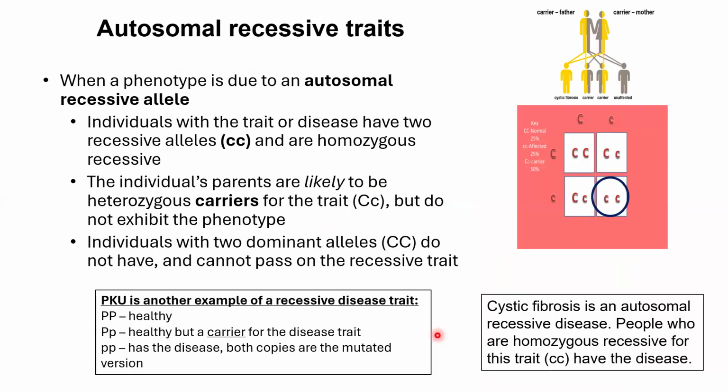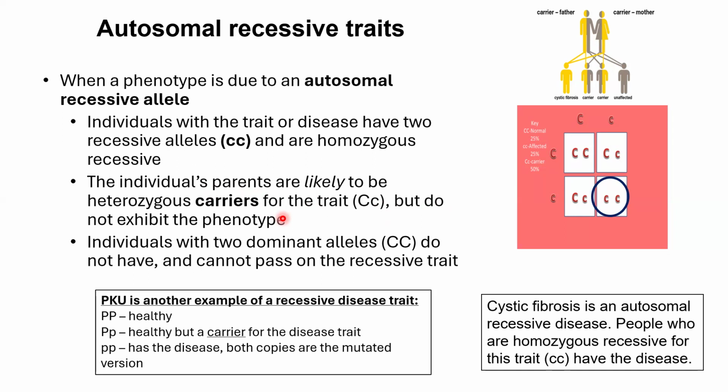So now we have what are called autosomal recessive traits, which is when an individual has two recessive alleles and is homozygous recessive. The individual's parents are likely to be heterozygous carriers for that specific trait, but do not actually show the phenotype itself. And individuals with two different alleles, or dominant alleles, do not have or pass on that recessive trait.